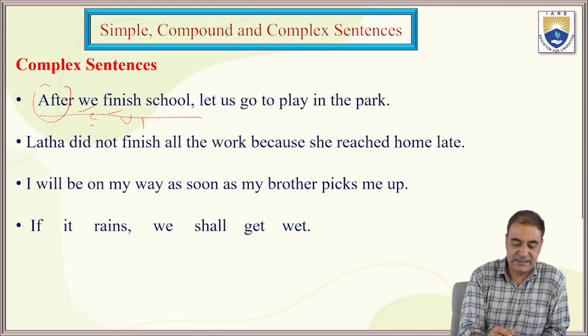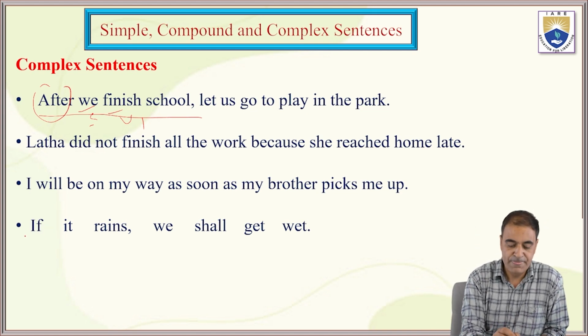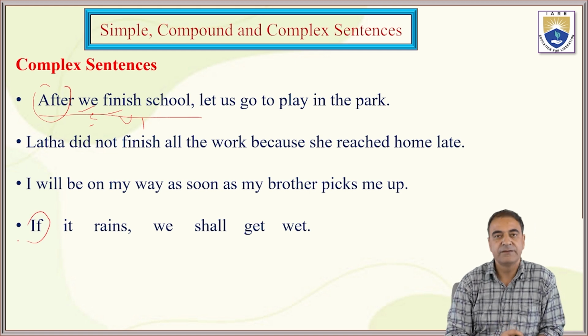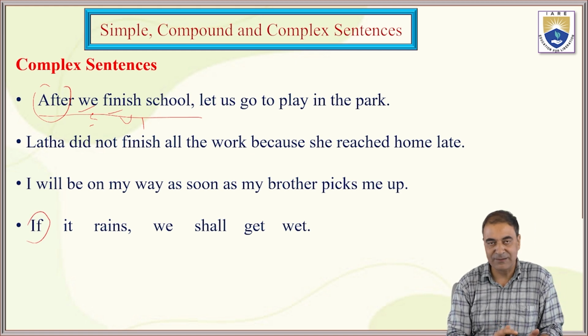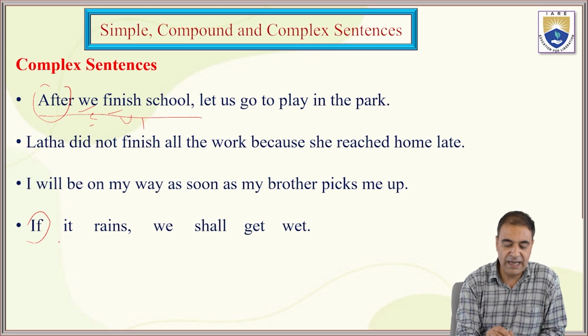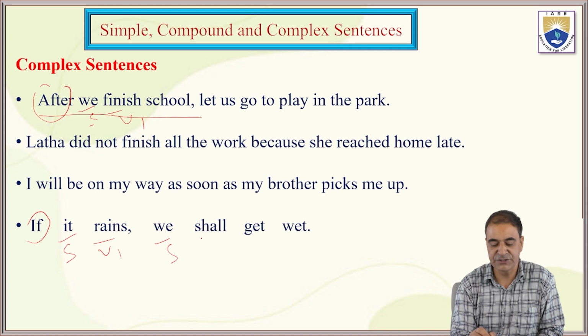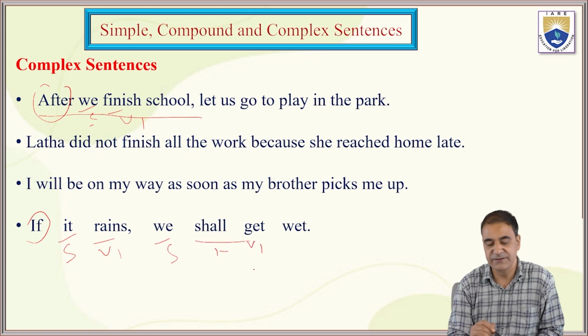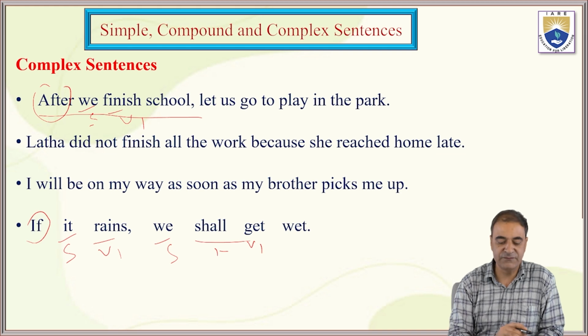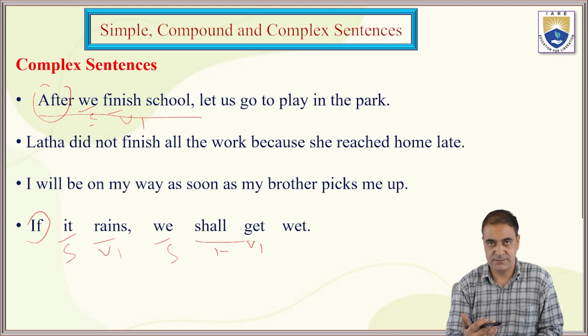Likewise, we have this example here. If you look at this, here, if, again, this is a subordinating conjunction. As I told you, when you start a sentence with a subordinating conjunction, you have to put a comma between the clauses. And it is the subject, rains is the verb in first form. We is the subject, shall is the helping verb, followed by the verb in first form. Now here we have two clauses. The first one is if it rains.